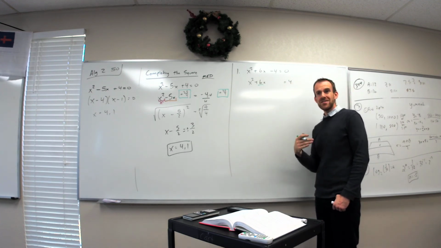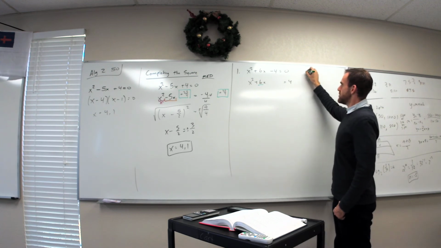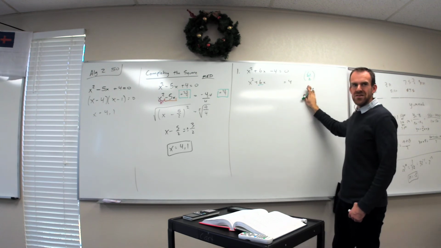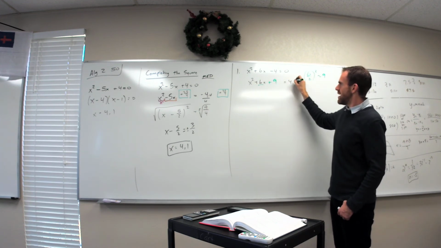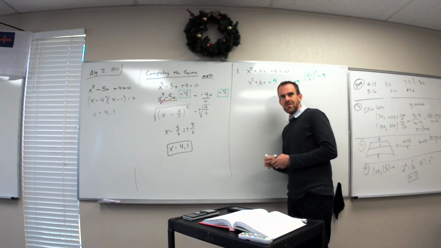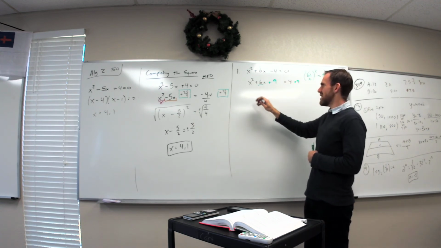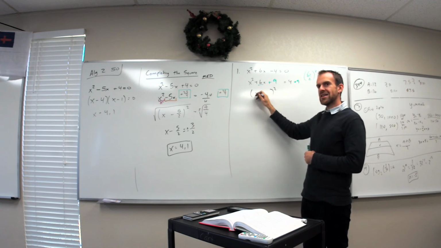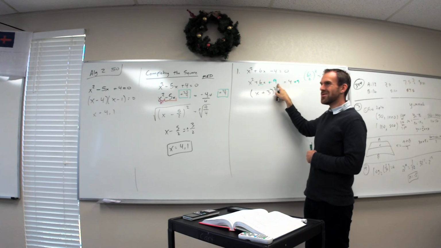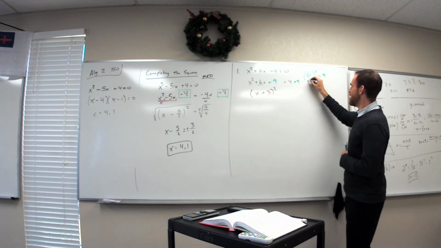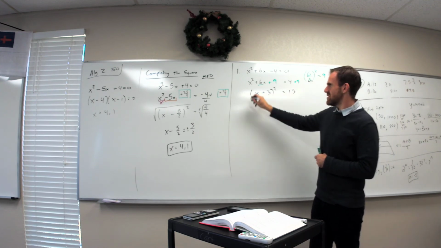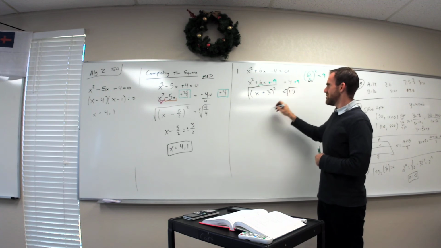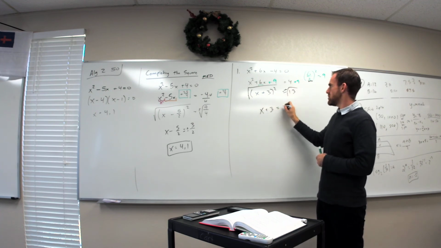Okay, next step. Here we go. Negative 6. Divide that by 2. 6 divided by 2 is 3. 3 squared is 9. So I'm going to add 9 to both sides. Then I'm going to complete the square. What is x squared plus 6x plus 9? It is x plus 3, squared. It's going to be the square root of that number, or this number down here. That equals 13. Square root of both sides. Plus minus, you're done.